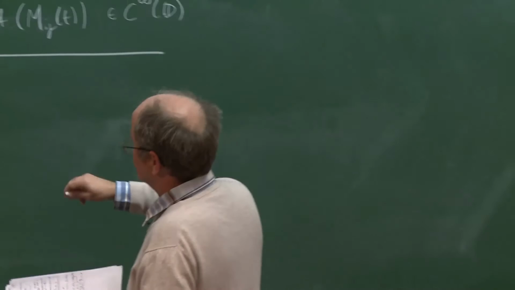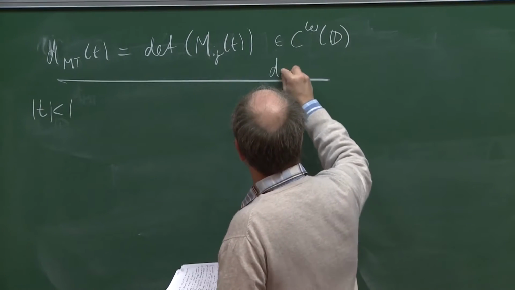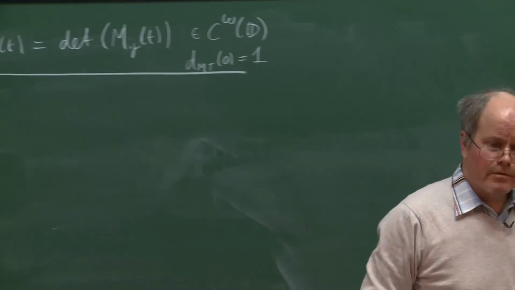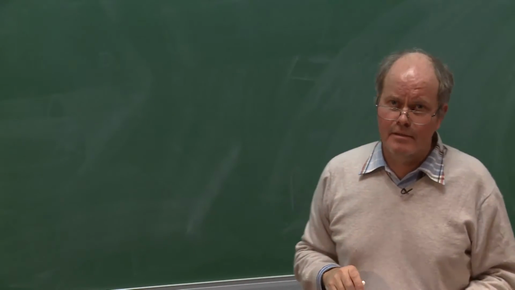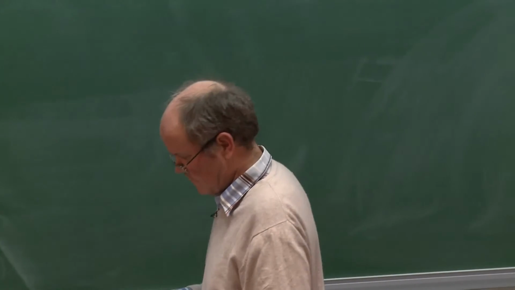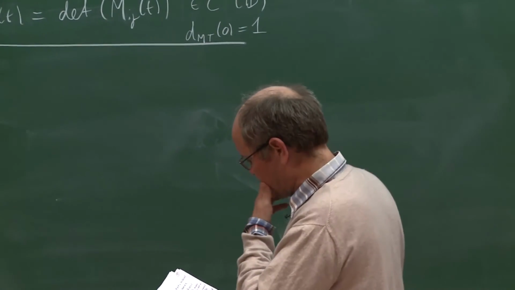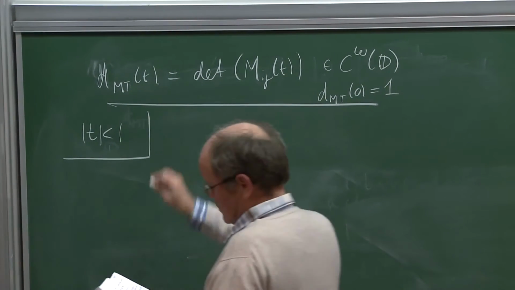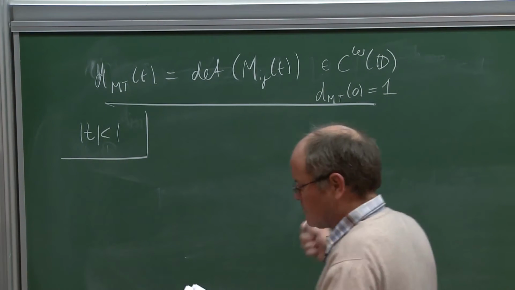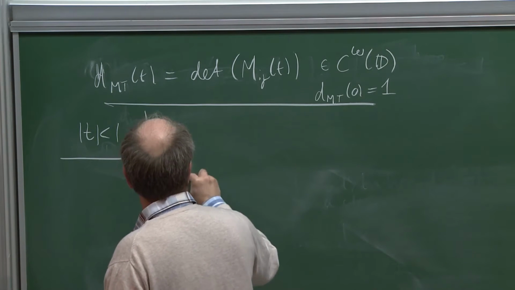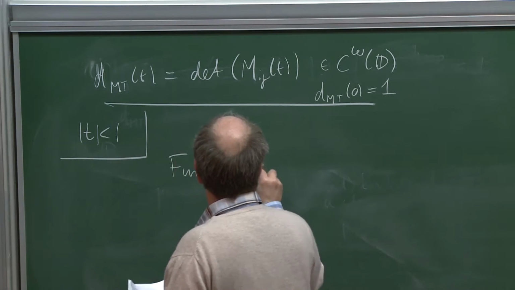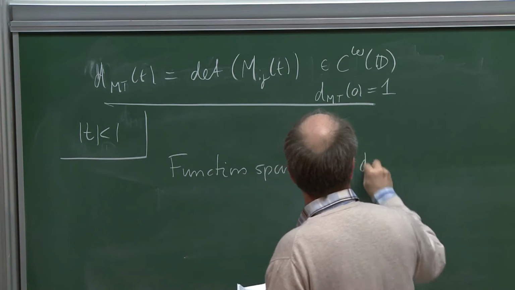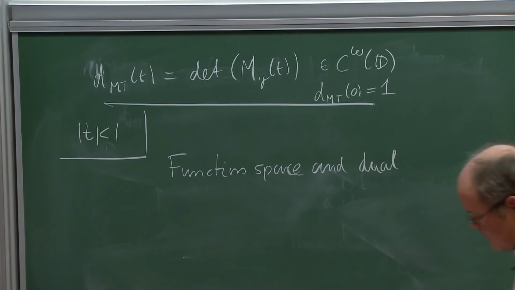I should say, by the way, that one thing that you easily prove is that the value at 0 is 1. So indeed, you will get that zeros will be isolated and things like that. So, what is the function space that I was interested in here, and its dual? Perhaps more interesting.